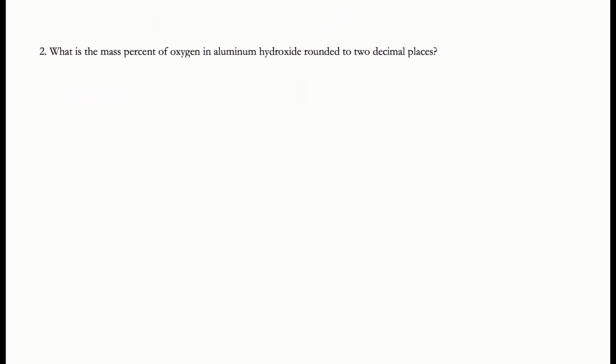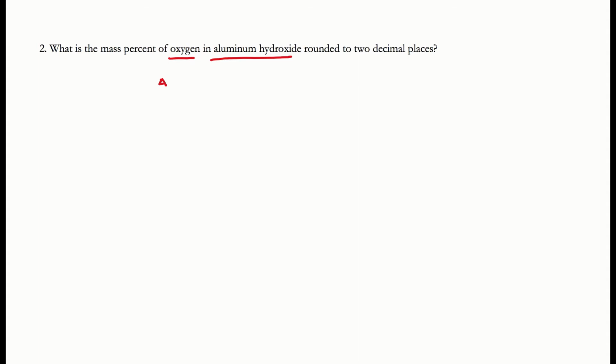Okay? Well, if I'm not given the masses and instead just given the name of the compounds, I can also determine the percent of oxygen. So in this problem, I have aluminum hydroxide. Well, I first need to figure out the formula. So aluminum is 3+, hydroxide is 1-. So the formula for this is going to be Al in parentheses OH, 3. Okay?